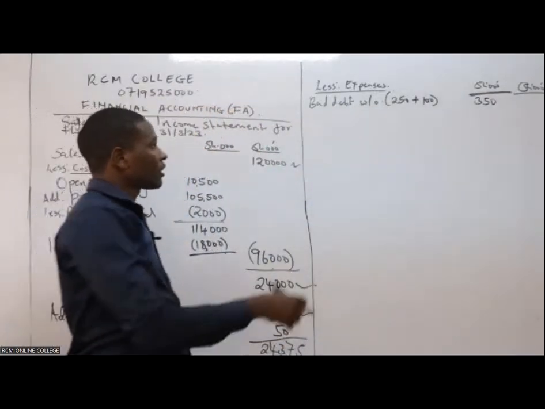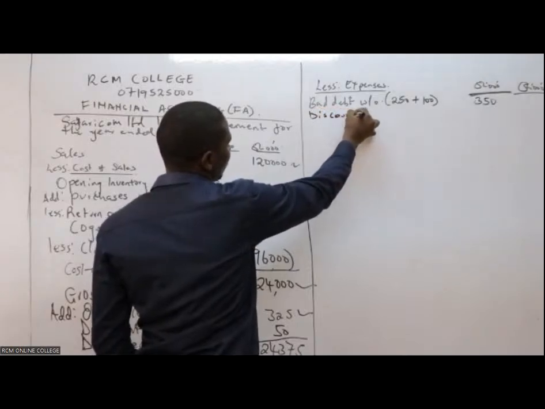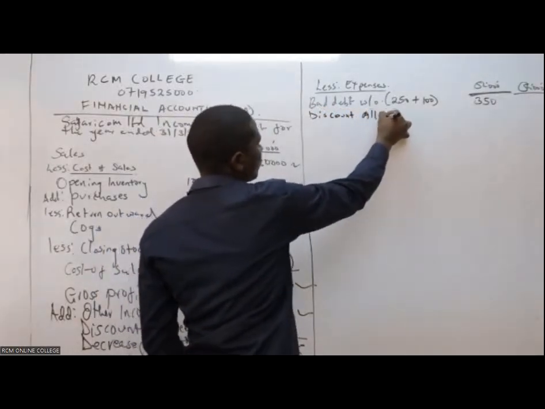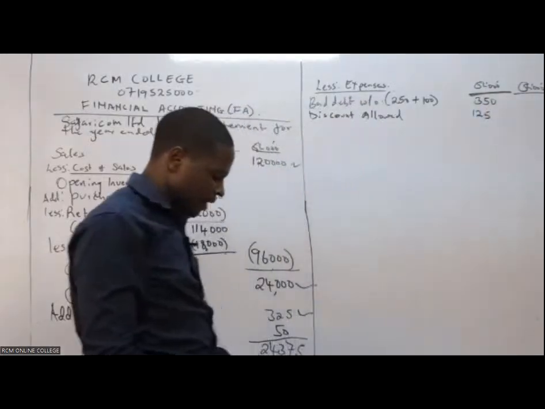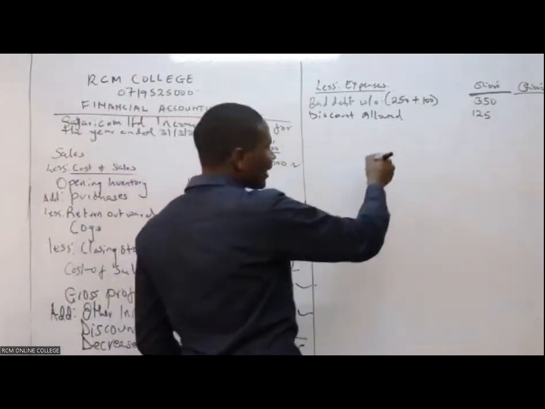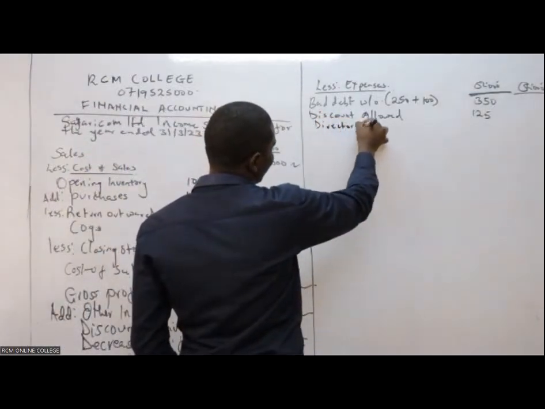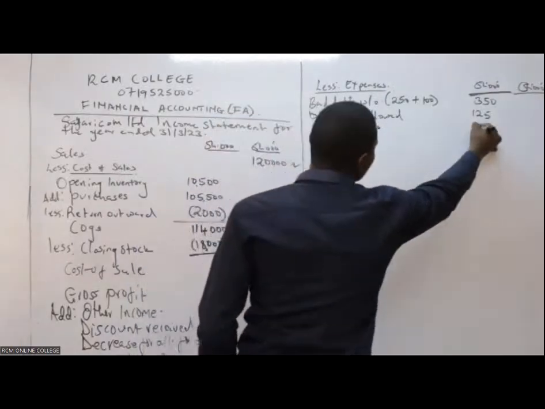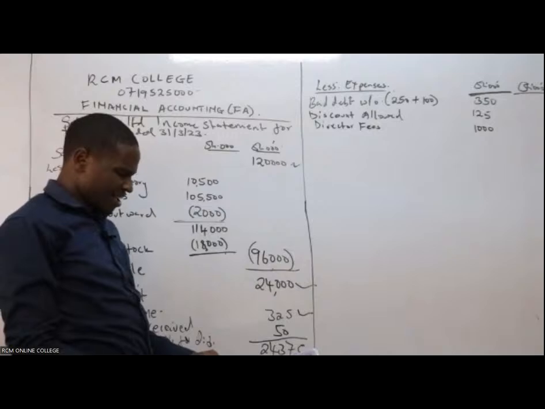Then discount allowed, that is an expense. Discount allowed is 125. Who can identify any other? Director's fee is another direct one. Director's fee, 1,000. This thing was easy. Any other?